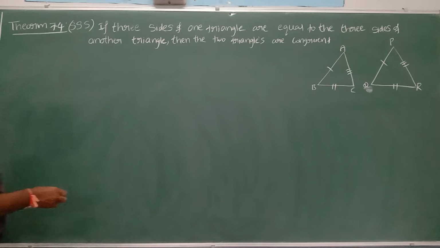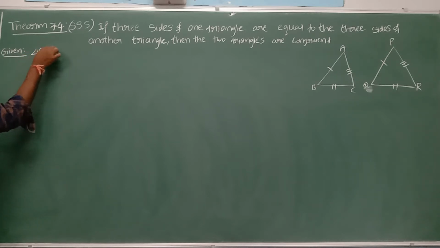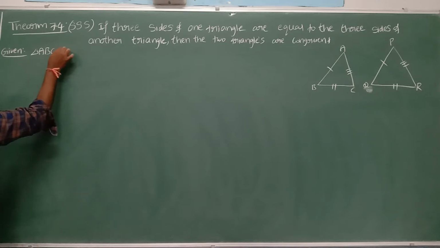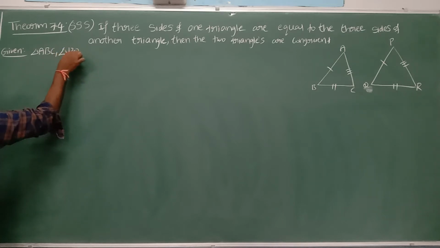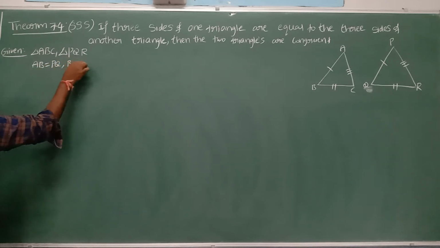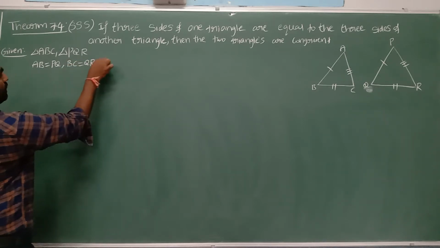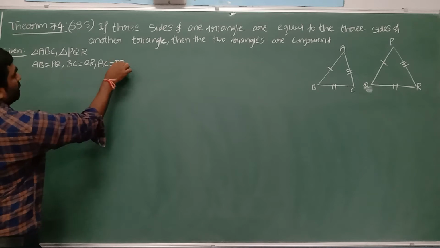We have to prove. So first, let me write what is given data. Given: triangle ABC, triangle PQR. In both the triangles, AB is equal to PQ. Length of BC is equal to length of QR. And also AC equal to PR.